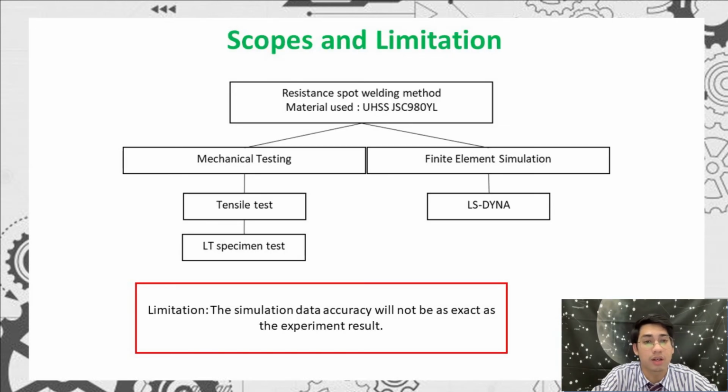In this project, the resistance spot welding method is to be studied in terms of its strength. It involves both mechanical testing and finite element simulation. The LT specimen test will be simulated in finite element simulation with the data from the tensile test. LS-DYNA will be the software used in the simulation, and the limitation of the project is that the simulation data distribution accuracy will not be exact as the experimental result.